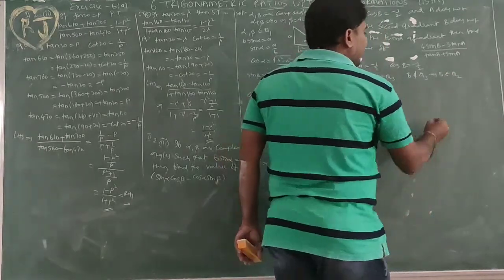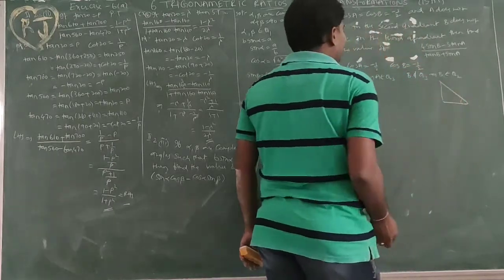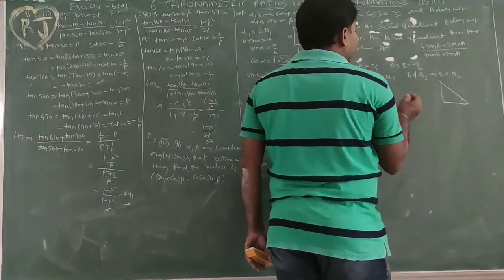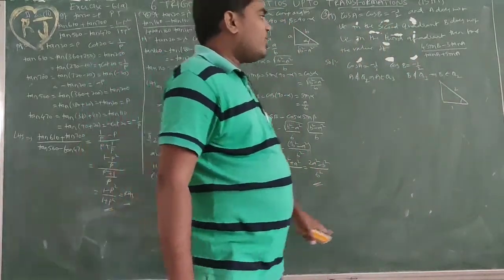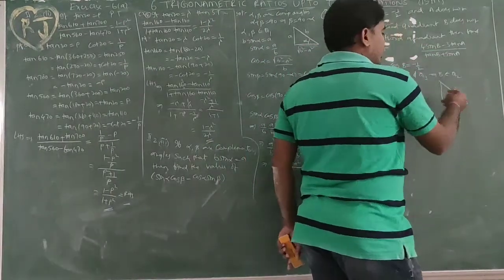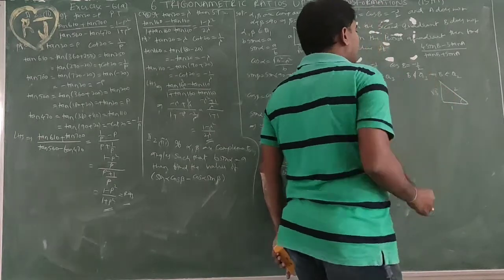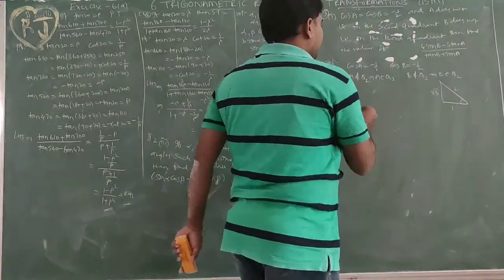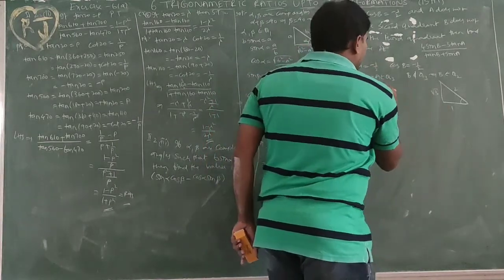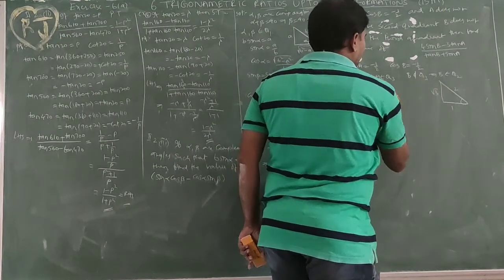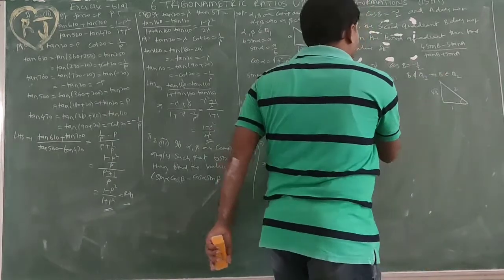If we take a right angle triangle, for both A and B it is the same. Neglecting the sign, take 1 and 2 as adjacent and hypotenuse. 2 square is 4, 1 square is 1, 4 minus 1 is 3, so the opposite is root 3. Now sin B equals root 3 by 2, opposite by hypotenuse. This is angle A, this is angle B.